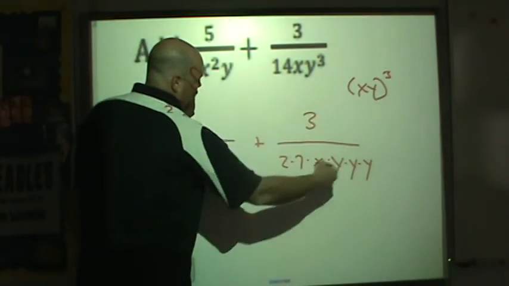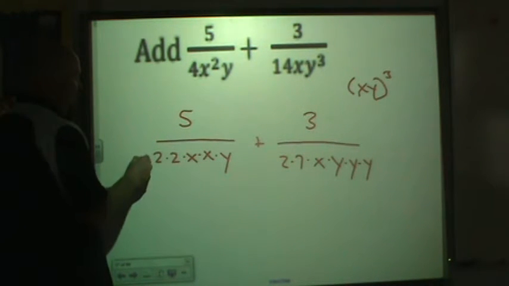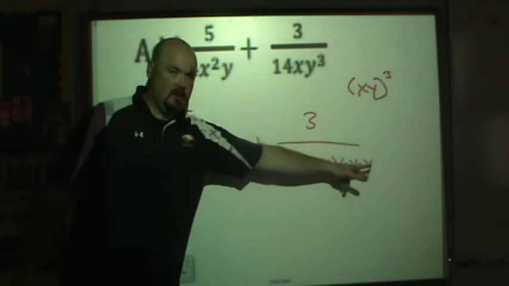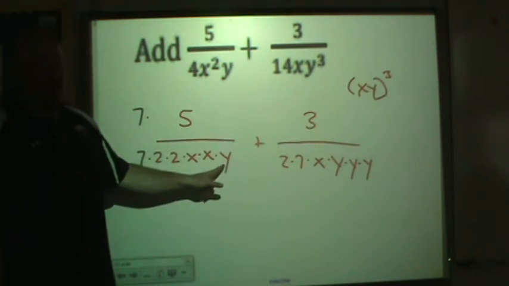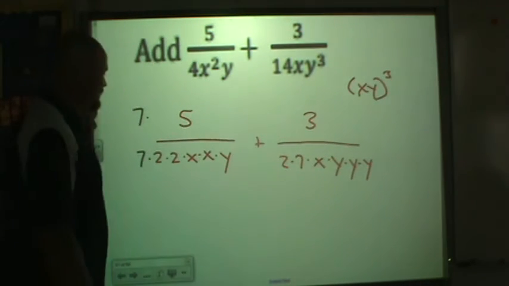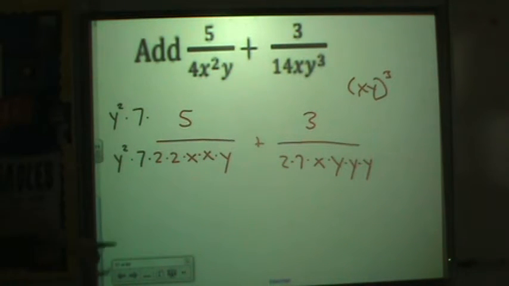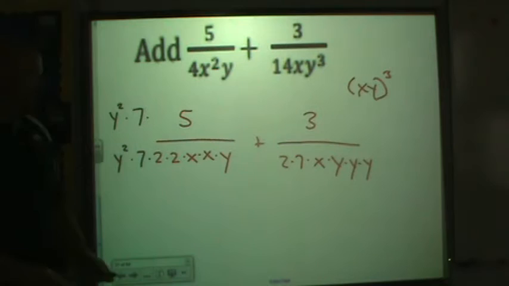So, we have our prime factored forms of the denominators. What do I have over here that I don't have over here? A 7. Anything else? What else do I have? 2 extra y's on this side. I've only got 1 y here. I've got 2 extras over here. So I'm also going to multiply by y squared. Now I've got y cubed, 2 x's, 2 2's, and a 7.